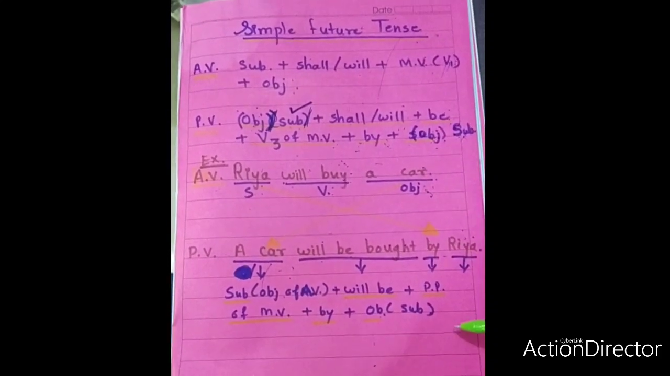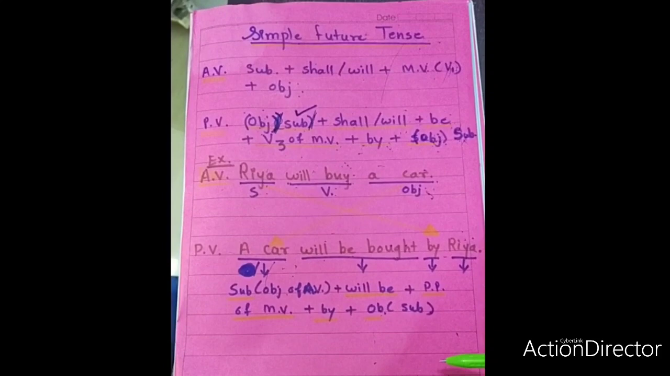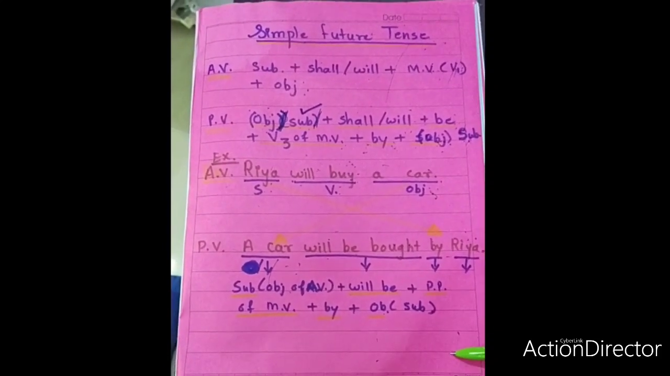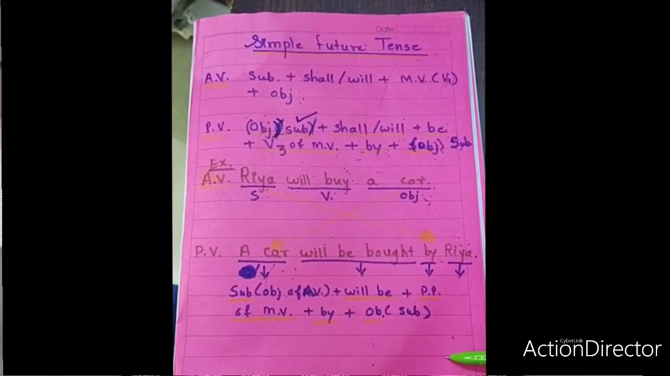So this is simple future tense and how to convert it from active to passive voice. I hope you have understood this. So students, today we saw the definition of voice. Number 2, types of voices, in which we studied active and passive voice. We studied both of them with the help of examples. Then we studied how to convert the sentences from active to passive voice. This means we studied the rules.